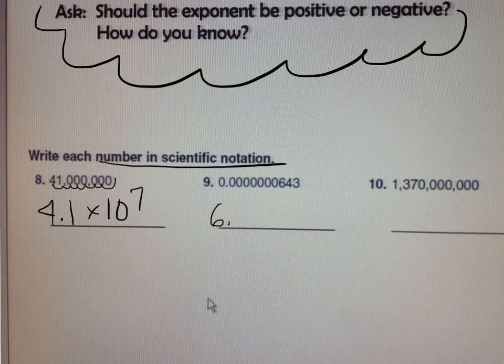All right, here we go. First factor, 6.43 times 10. Is my exponent going to be positive or negative? That's right, the exponent's going to be negative. I'm going to move to the left. Here we go. How many spaces? 1, 2, 3, 4, 5, 6, 7, 8. Times 10 to the negative 8. Go ahead, count those zeros, I dare you. 1, 2, 3, 4, 5, 6, 7 zeros to the right of the decimal. All right, go ahead, you try number 10 on your own.